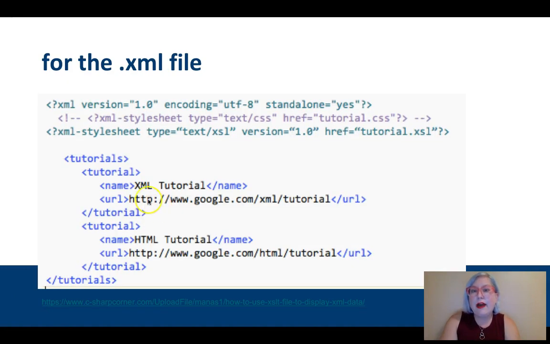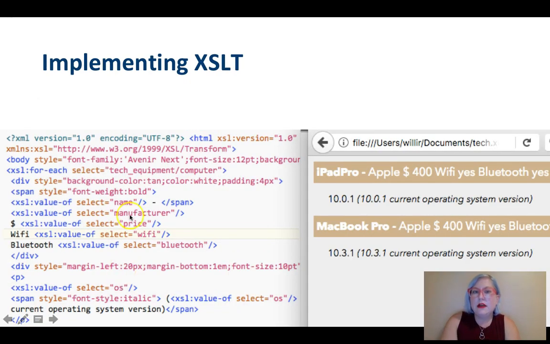So for the XML file, just to show you what that looks like, we have our declaration, then we have the style sheet type, which actually this should be XSLT, not XSL, and then we have the rest of our XML file. Just to show you a little bit for what this looks like, this is, again, the example from your assignment, right, from the tech equipment.